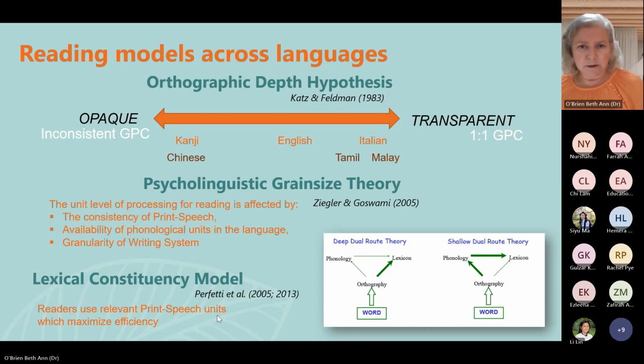Okay. So in terms of the triangle model, at least in terms of alphabetic scripts, we can think about what's a shallow language versus what's a deep language, and those connections that are more effective for the reader. So in a shallow language, again, we can go from orthography to phonology to the lexical representation rather easily. Whereas in a deeper language, there might be reason to just go directly from the orthographic representation to the lexical representation.